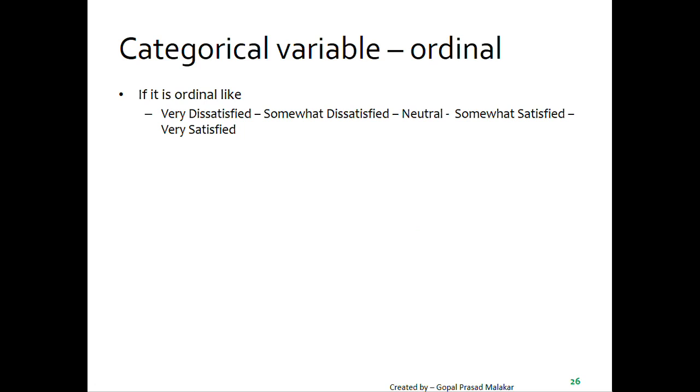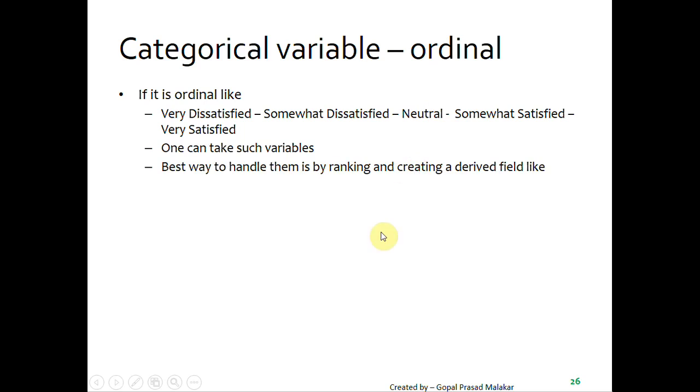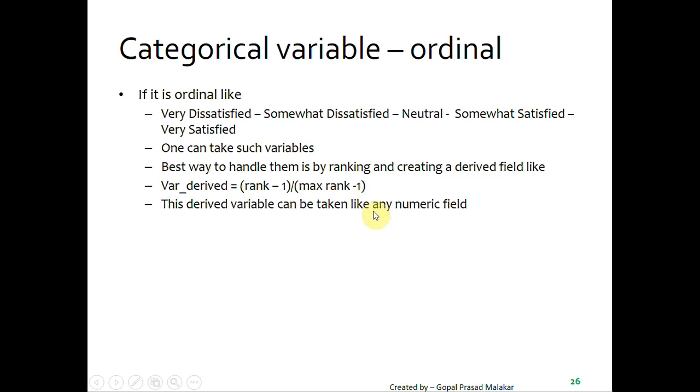However, if the data itself is predominantly of ordinal kind of variable, then you should convert it into a scale and then use it. Let me show you how. First of all, you should rank them. Then you have to create a derived variable like (rank - 1) divided by (max rank - 1). Let me show you an example that will give you a little better understanding.